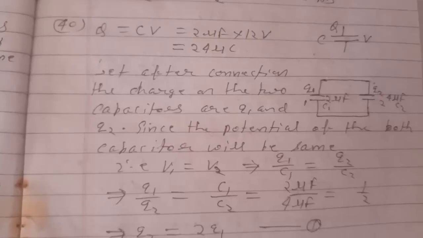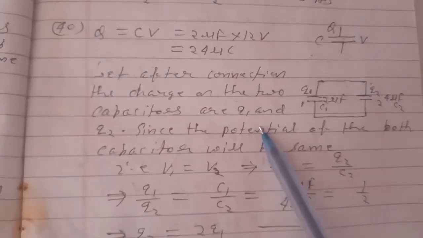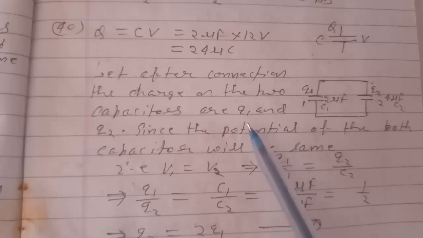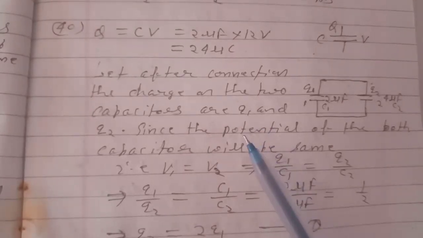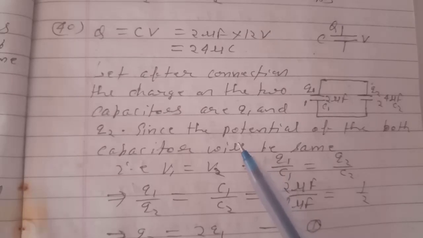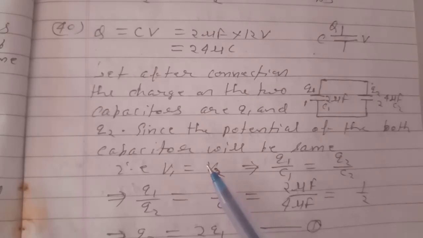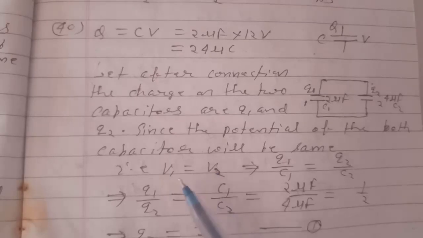Question number 40. A capacitor of capacitance 2 microfarad is charged to a potential difference of 12 volt. It is then connected to an uncharged capacitor of capacitance 4 microfarad as shown in the figure. Find A, the charge on each of the two capacitors after the connection. B, the electrostatic energy stored in each of the two capacitors, and C, the heat produced during the charge transfer from one capacitor to the other.